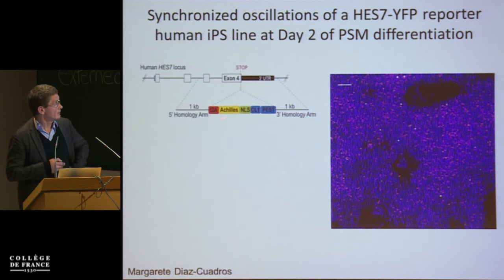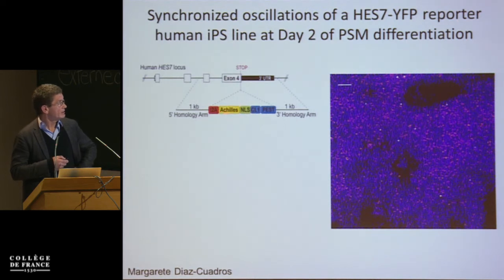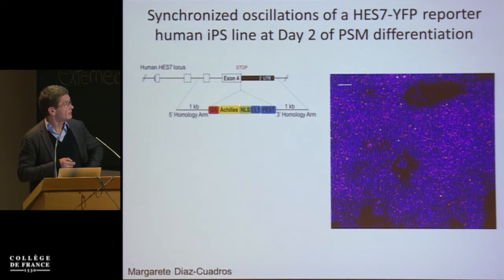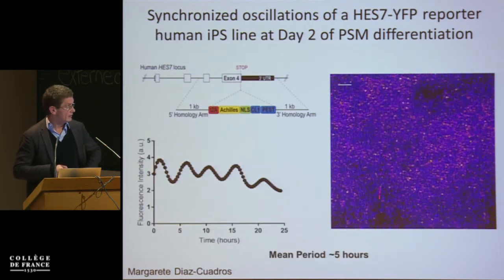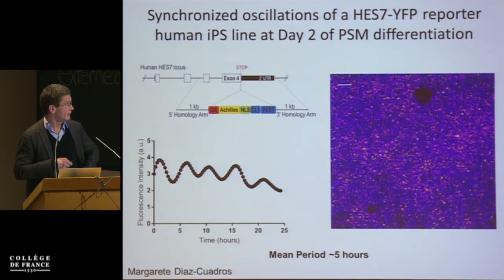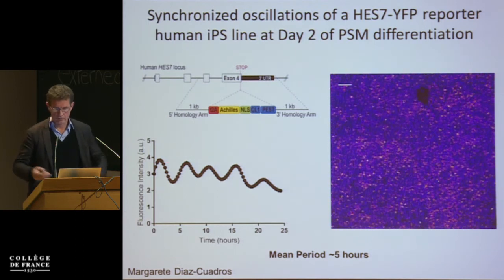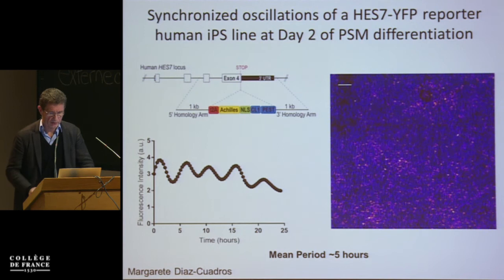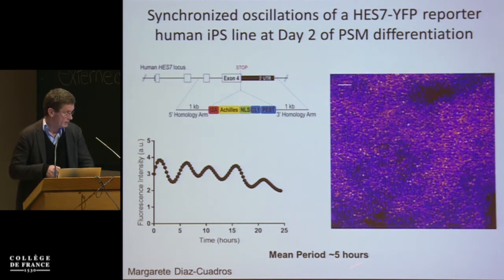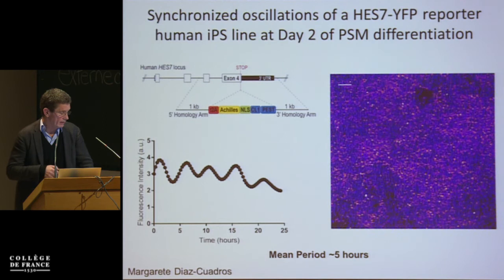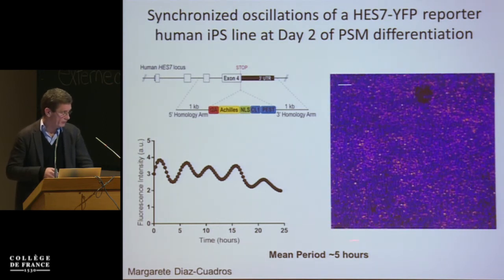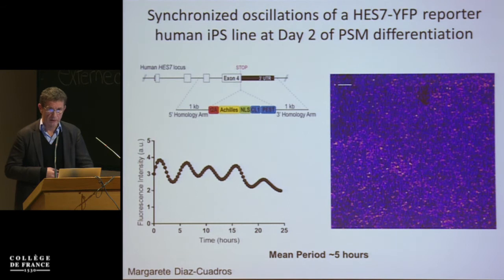And so what Margaret did was to introduce, using CRISPR-Cas9, a destabilized fluorescent protein called Achilles, generated by Miyawaki and Kageyama. She introduced this after the exon 4 of the cyclic gene S7. And lo and behold, these cells, when you look at them under fluorescence, nicely oscillate at day 2, which is the time when they're supposed to be in the oscillatory state. So this was quite interesting and revealed a predicted period for the human segmentation clock of 5 hours.